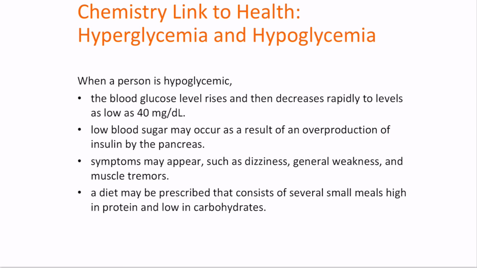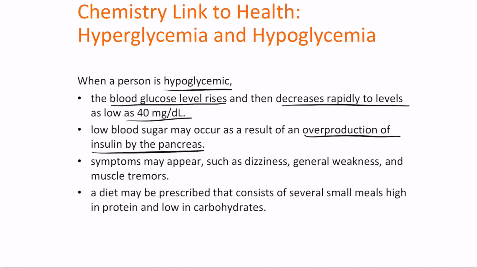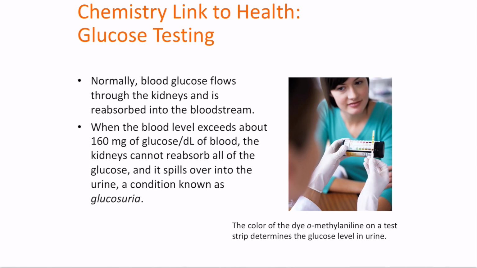When a person is hypoglycemic, where he does not have enough blood sugar, the blood glucose level decreases rapidly to levels as low as 40. This can be caused by the overproduction of insulin by the pancreas. The most common symptoms are dizziness, general weakness and muscle tremors. Most commonly a diet is prescribed that consists of several small meals, high in protein and low in carbohydrates, in order to reduce the amount of insulin that is produced, as well as to reduce the amount of sugar that is being converted into glycogen.